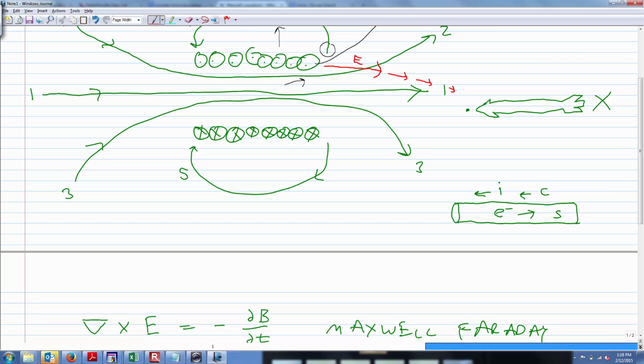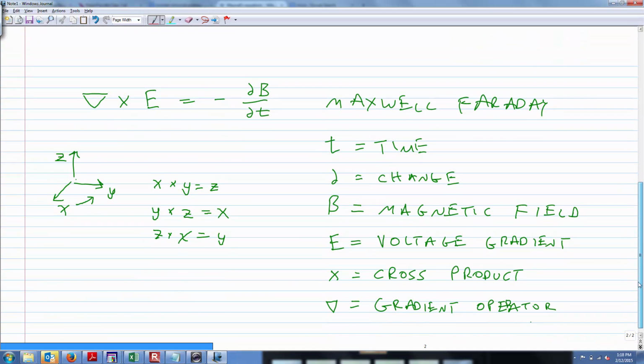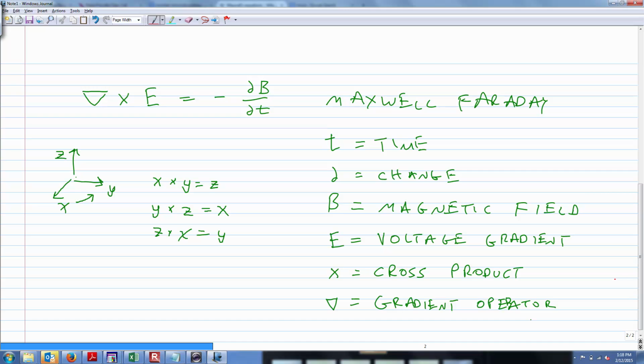Does that at least help a little bit with the relationship between electricity and magnetism? Yeah, it's a little confusing, but that's exactly what those symbols mean. Obviously all the time there's change, magnetic field. And again, that E is not the voltage; it's the voltage gradient, because as we know, it changes through space.